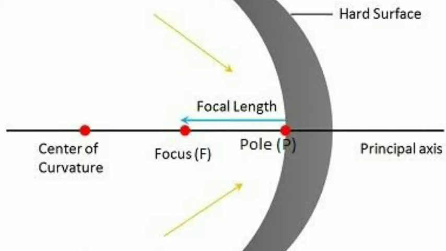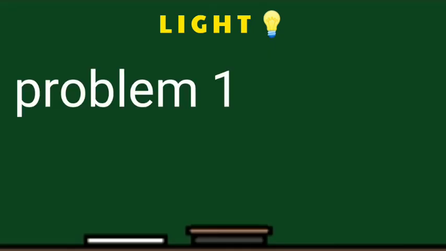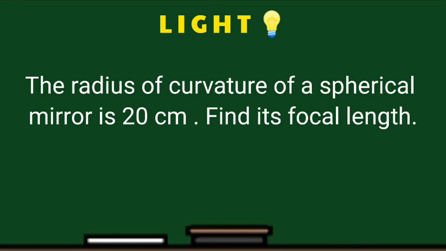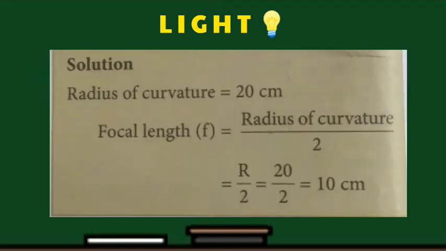Focal length is equal to radius of curvature by 2. Problems. First one: the radius of curvature of a spherical mirror is 20 cm. Find its focal length. Here, radius of curvature is 20 cm, given. We know the formula: focal length f is equal to radius of curvature by 2. That is 20 divided by 2, which is equal to 10 cm.